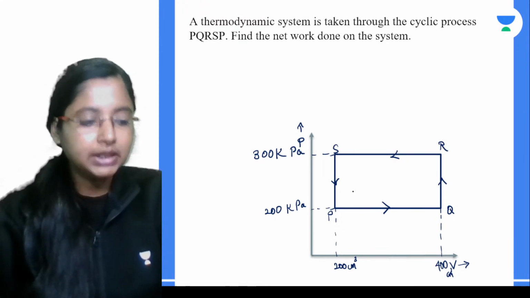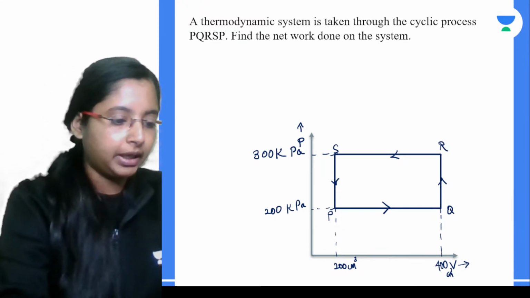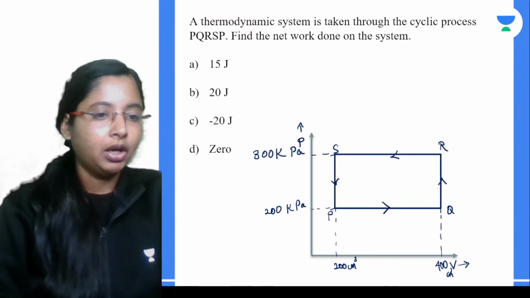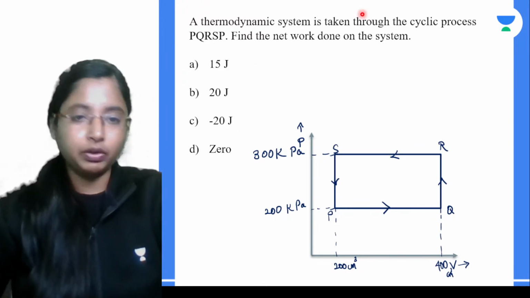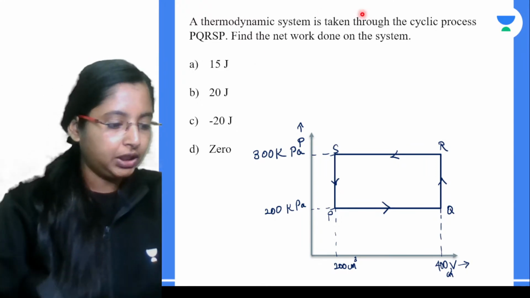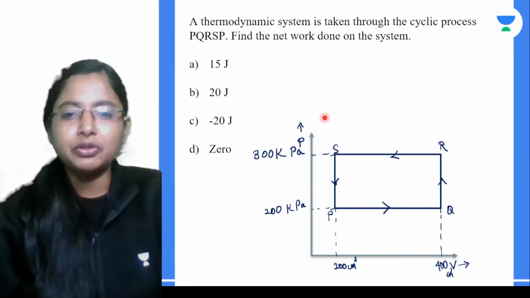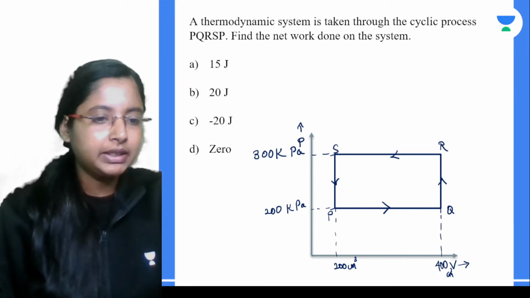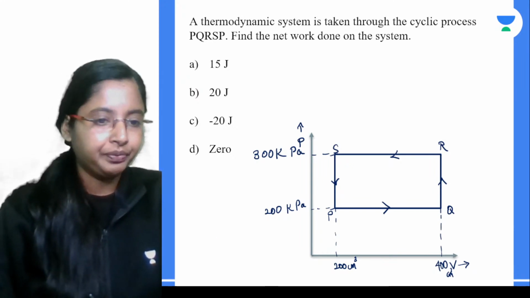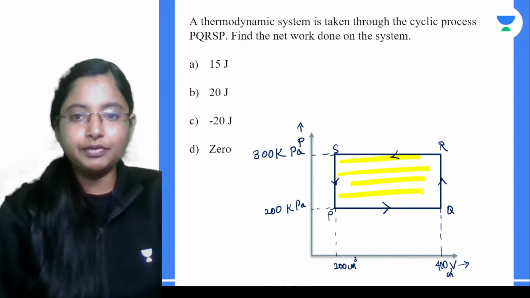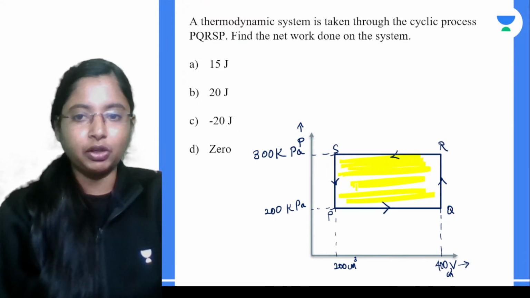What we want to find is the work done on the system. Very simple. How would you find the work done for a cyclic process? Over here, you just have to find the area of this curve. All we have to do is find the area of this loop, and this gives you the work done during this particular process.